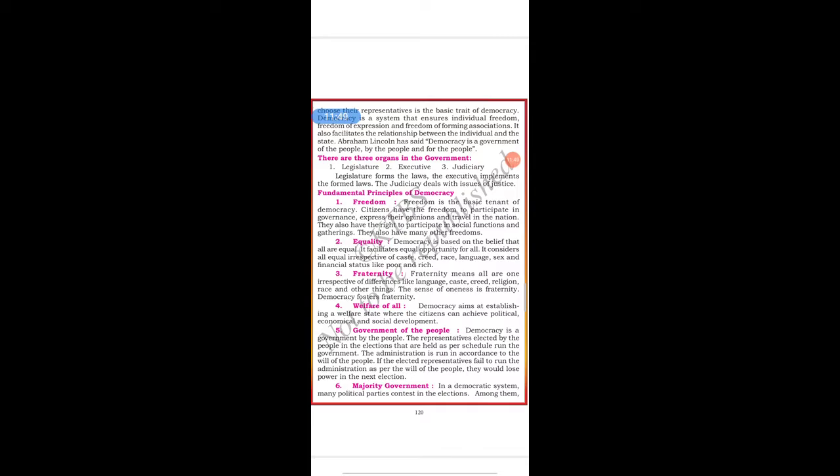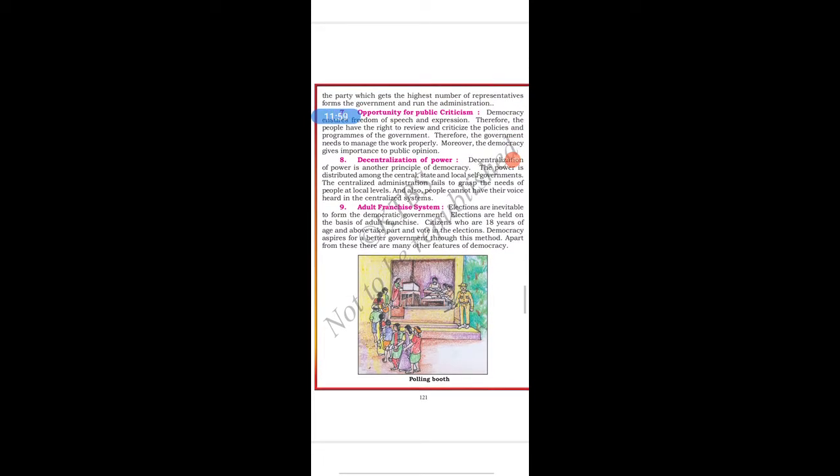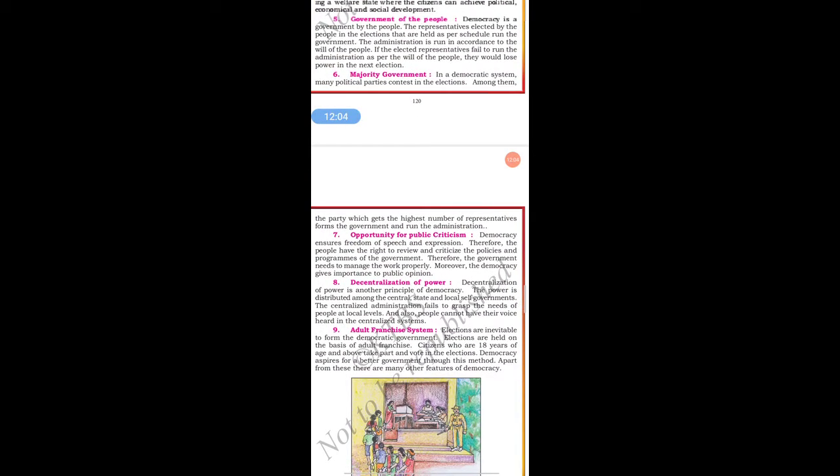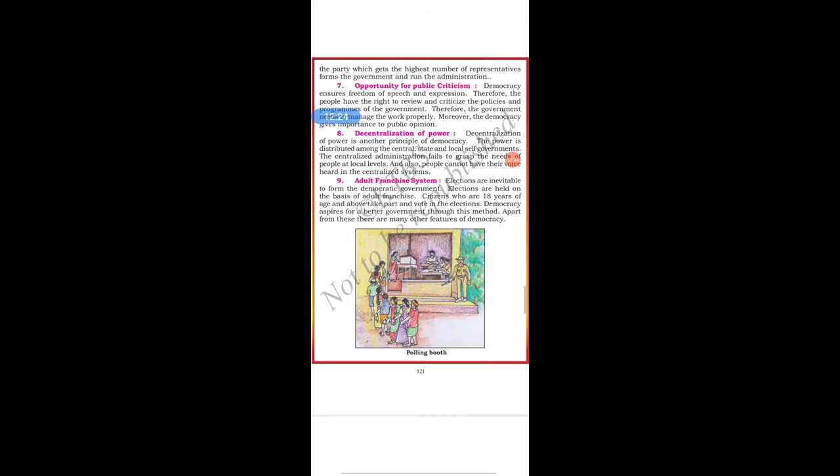In a democratic system, many political parties contest in the elections. Among them, the party which gets the highest number of representatives forms the government and runs the administration. So here, students, majority government is nothing but, as I just said, many parties participate in the election, and the party which gets the highest number of votes, that person will be appointed as the leader.